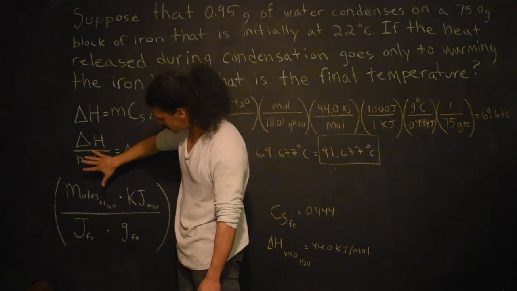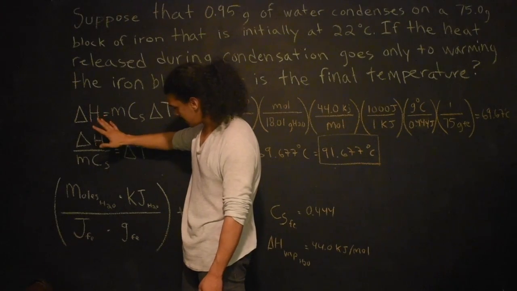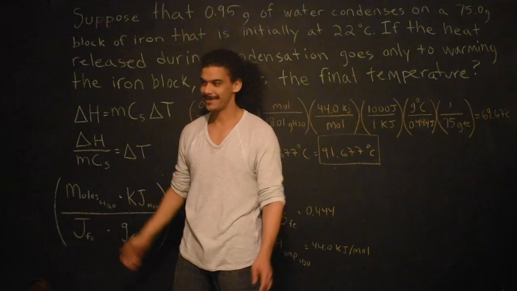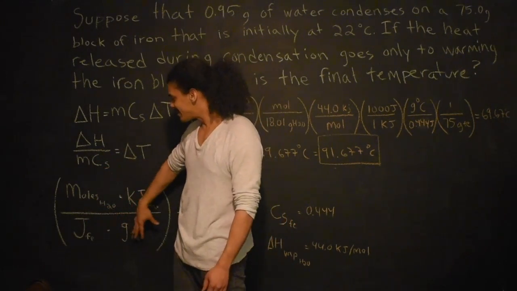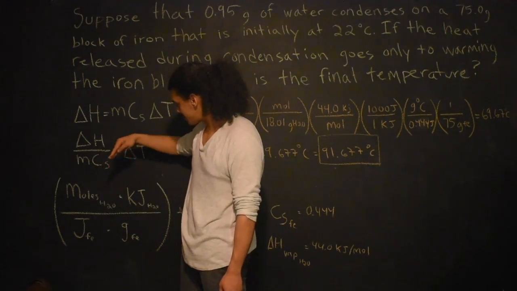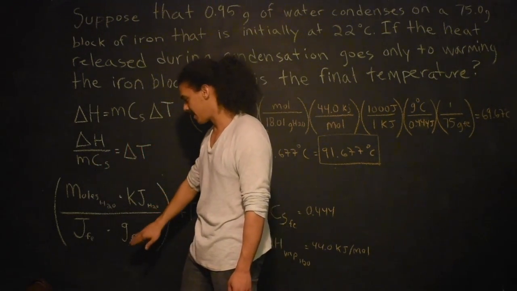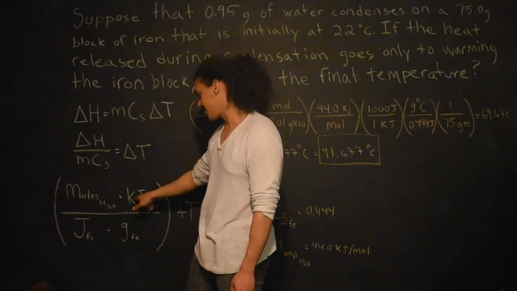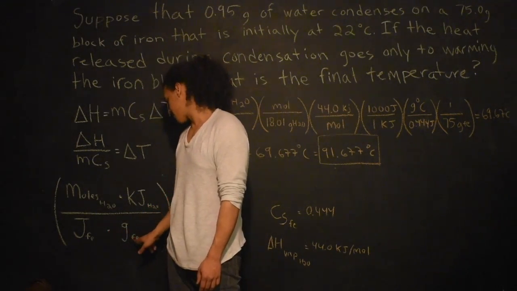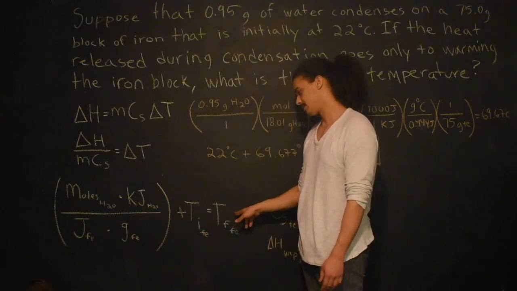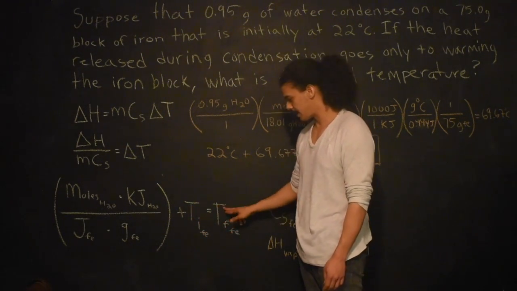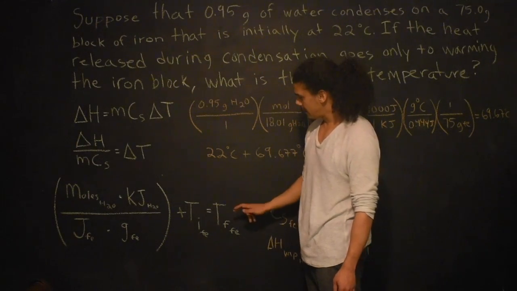And then we're going to rearrange this side and label our things. This is just practice. We're just going to rearrange it where we have moles of water times kilojoules of water divided by joules of iron times grams of iron. We're going to split up our delta T, and we're going to bring our initial temperature of iron over to this side, so we isolate our final temperature of iron.